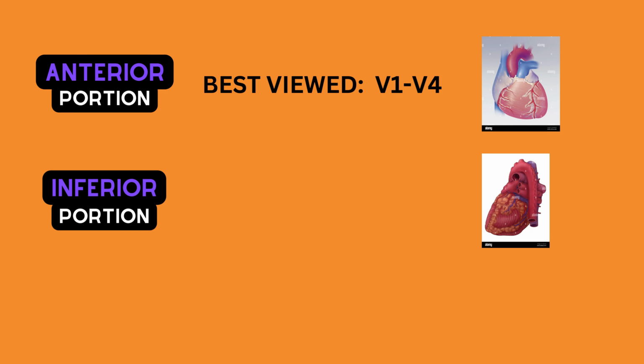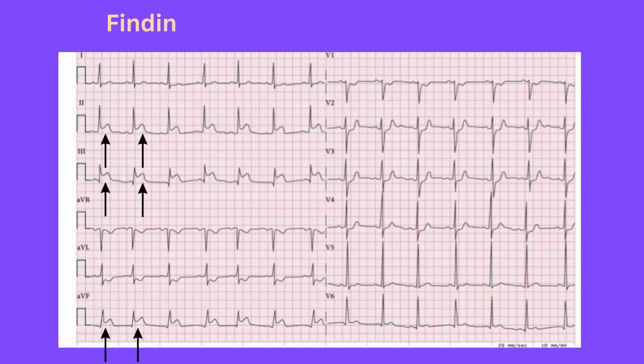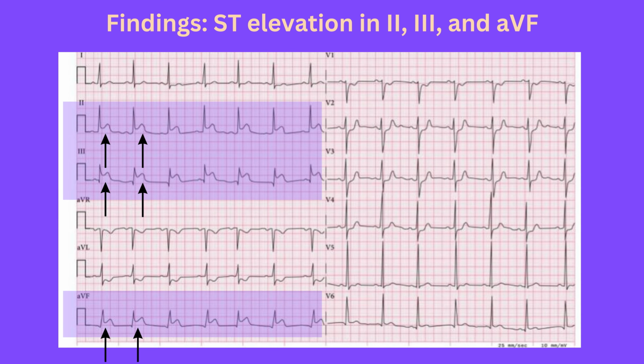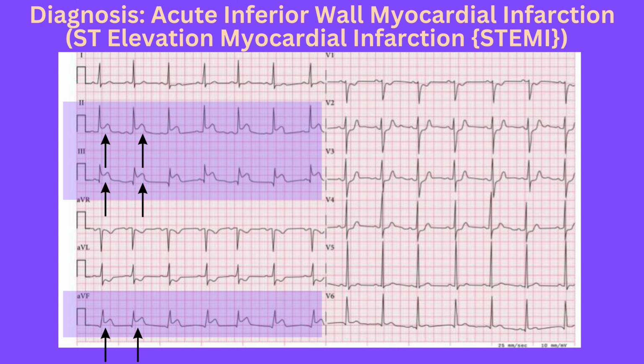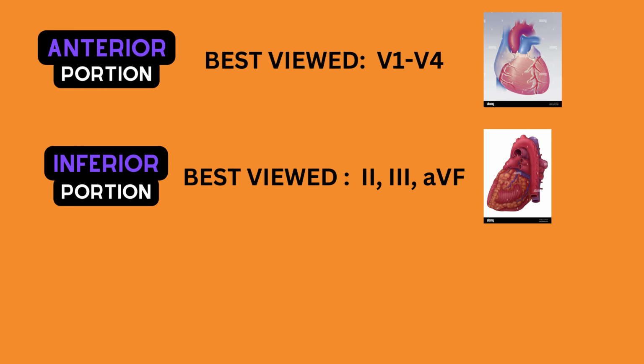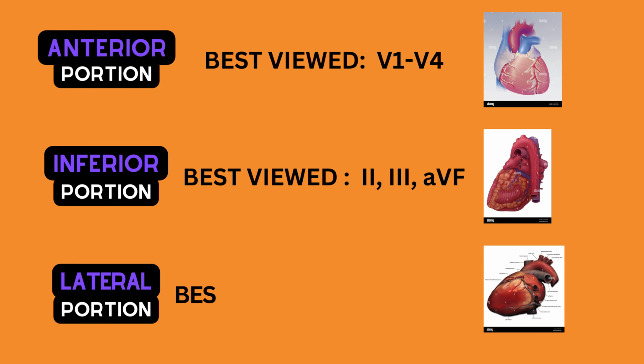As we know, the anterior portion of the heart is best viewed using leads V1 through V4. The inferior wall, however, is best viewed through leads 2, 3, and AVF. Therefore, if ST elevation is noted in 2 or more of these leads, as seen here, the MI will have involved the inferior wall. An MI involving the lateral wall is best viewed with leads 1, AVL, V5, and V6.